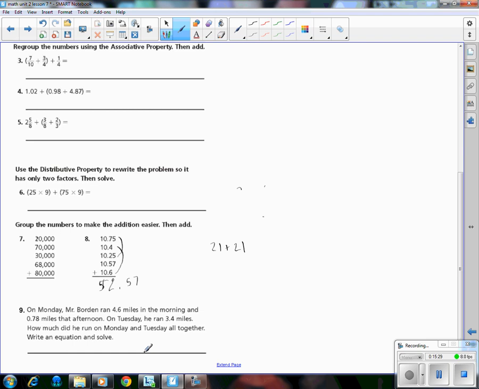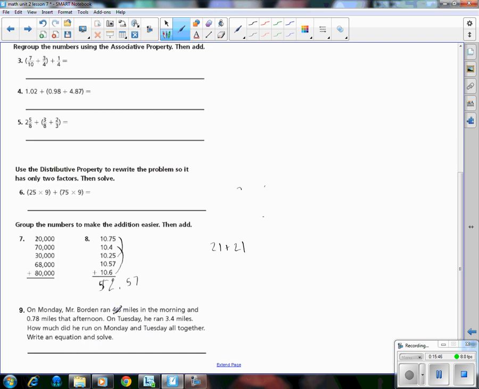Let's take a look at number 9 here. On Monday, Mr. Borden ran 4 6/10 miles in the morning and 78 hundredths miles that afternoon. On Tuesday, he ran 3 4/10 miles. How much did he run on Monday and Tuesday all together? Write an equation and solve.